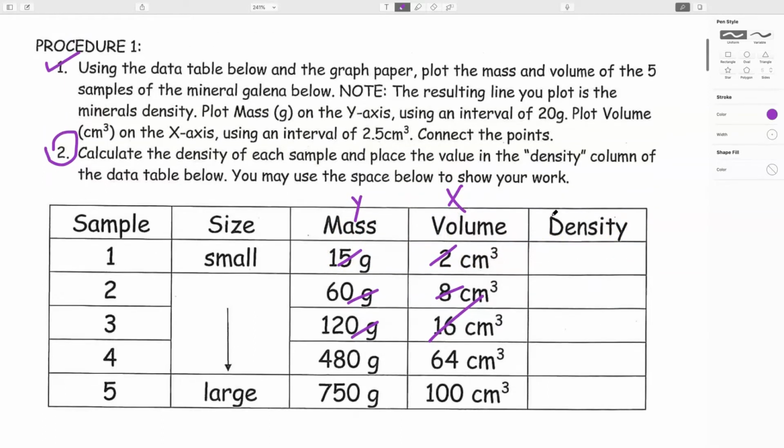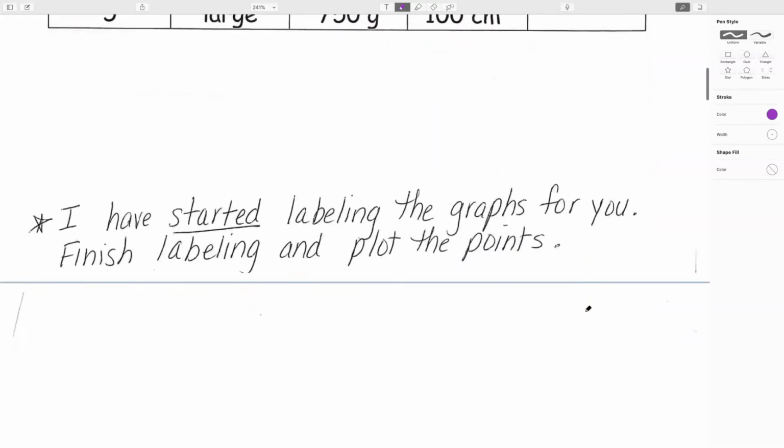Because if you do read pretty carefully, it says that each one of these samples in procedure 1, direction number 1, is of the same mineral. It's all galena. So no matter what the size of that piece of galena is, the density ends up coming out the same each time you do mass divided by volume. So again, 15 divided by 2 gives you a certain density. You're supposed to divide them, and then do 60 divided by 8, 120 divided by 16, and so on. That again will give you all the same densities.